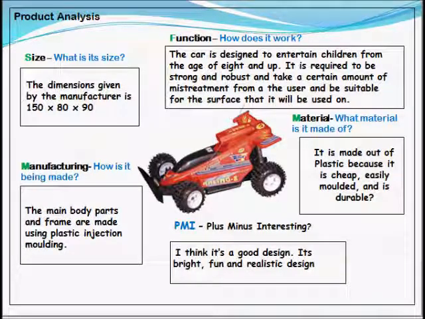Now this is the next slide on function, which is another common question that you want to describe when doing a product analysis. How does the toy car actually work? Well, based on the descriptor and the research done, this car is designed to entertain children from the age of 8 and up. The design of the car is required to be strong and robust, to take a certain amount of mistreatment from the user and be suitable for the surface that it will be used on, which is probably the reason why you have these off-road tires.